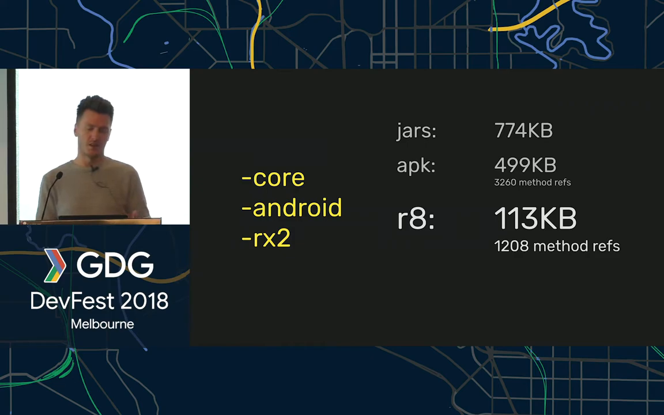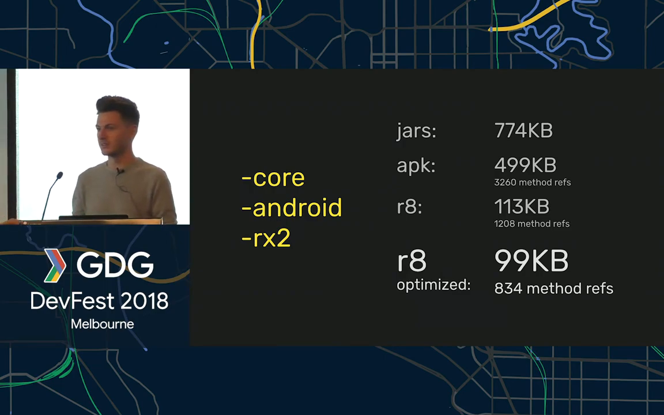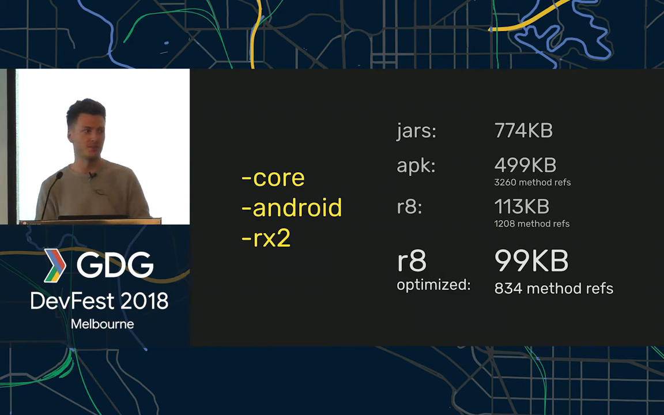But as soon as you start turning on R8 or ProGuard, whatever the minifier of your choice, that actually comes down quite heavily, down to about 113K. So we've chopped off more than a quarter. And including the method references, they've come down drastically. And if you turn on optimization with ProGuard or R8, that comes down even further. So we're at that magic point where we're below 100 kilobytes. So it's not really that much of an issue anymore.